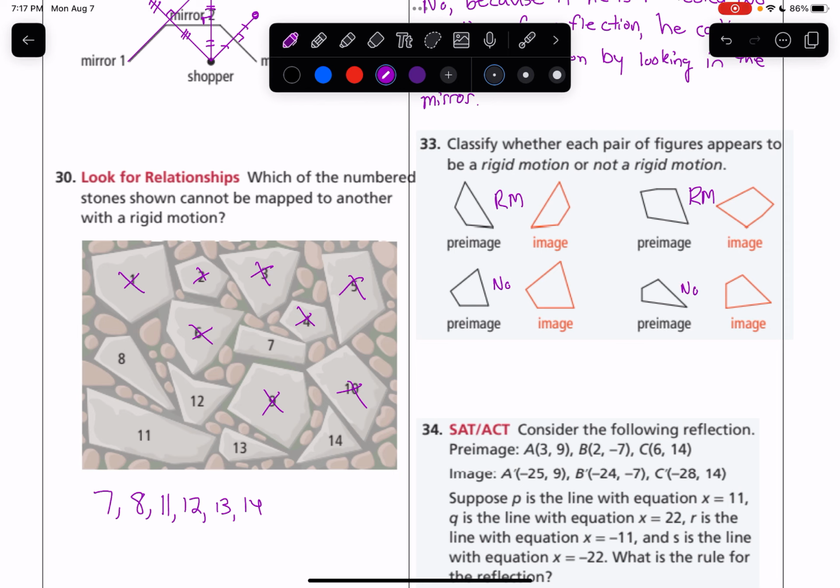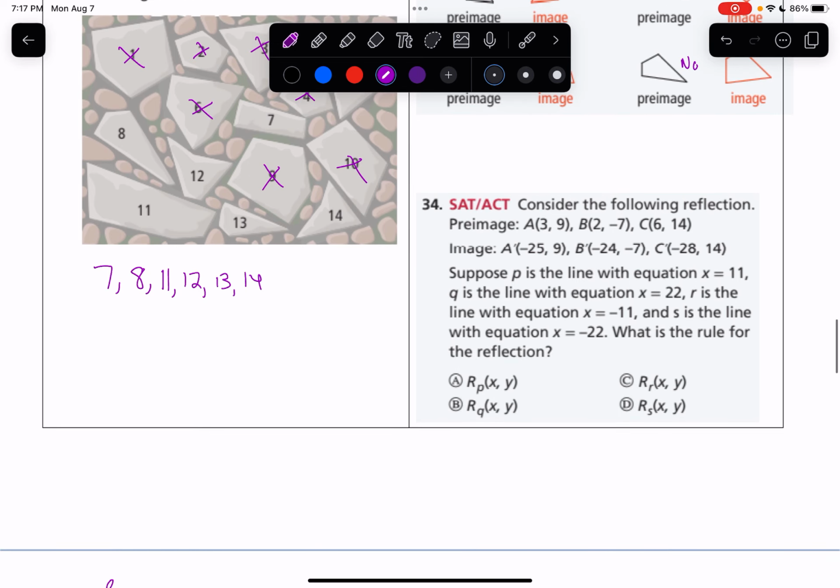And 34, considering the following reflection, we've got our pre-image points and our image points, and I immediately notice that my x coordinates are changing while my y coordinates are staying the same. Suppose P is the line of reflection x equals 11, Q is the line of reflection x equals 22, R is the line x equals negative 11, and S is the line x equals negative 22. Which of those is the rule for the reflection? So we're looking for the number exactly halfway in between these x coordinates, right? So exactly halfway in between 3 and negative 25.